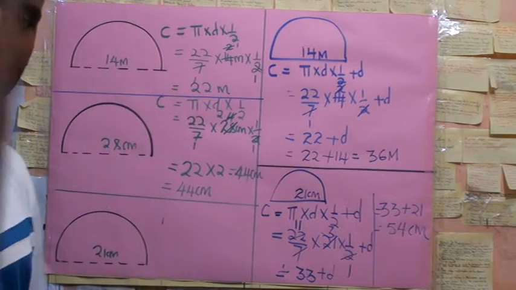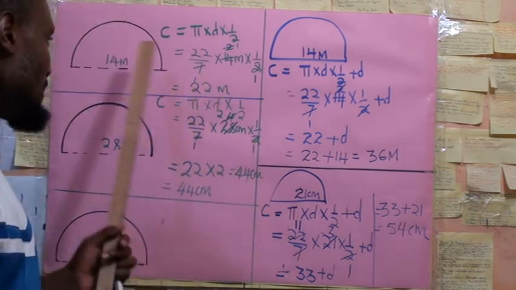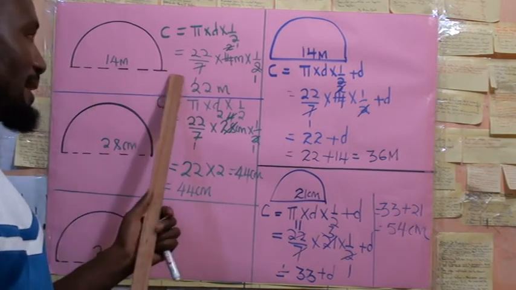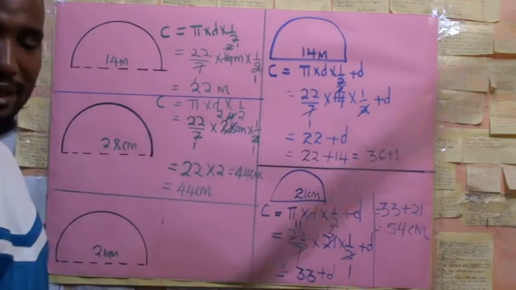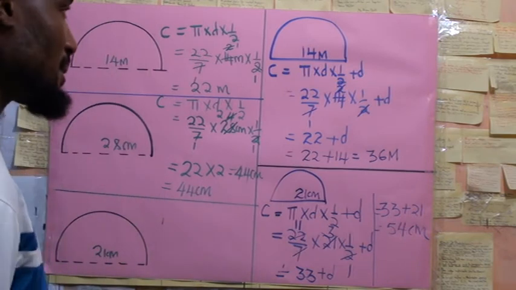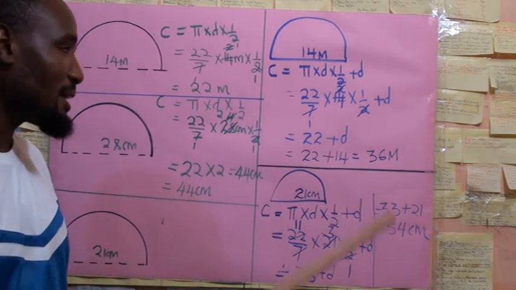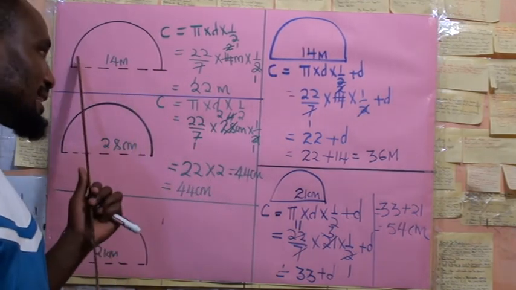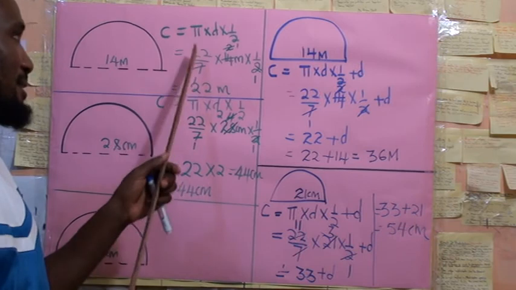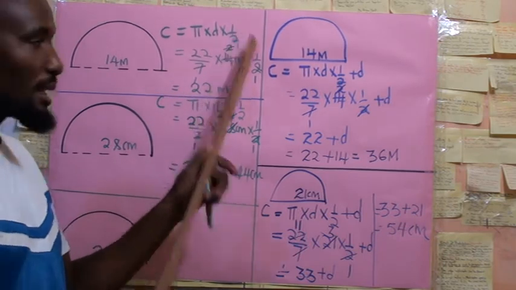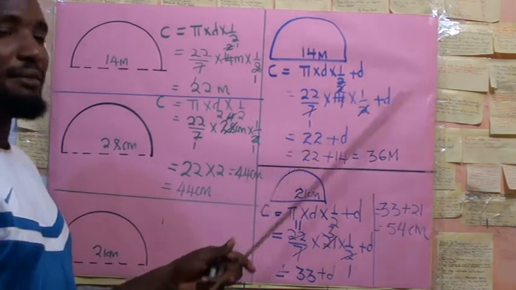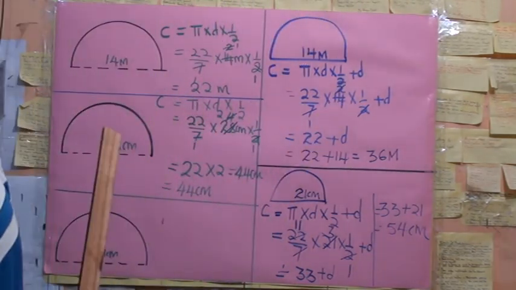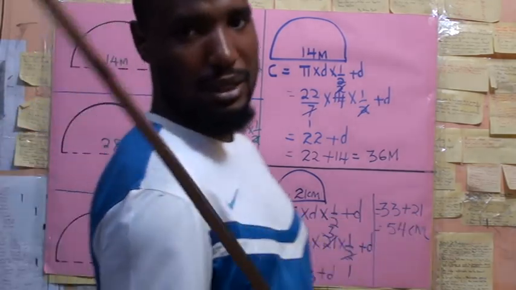So please, differentiate between a semicircle that has a broken line and the one that has a complete line. These are two different semicircles. When you get the circumference, this one you must add the diameter again, but this one you just do it as simple as it is: pi d times a half. But this one we do pi d times a half plus d. The circle we said it is just pi d. Are you there? Good. Hope you have understood this one.